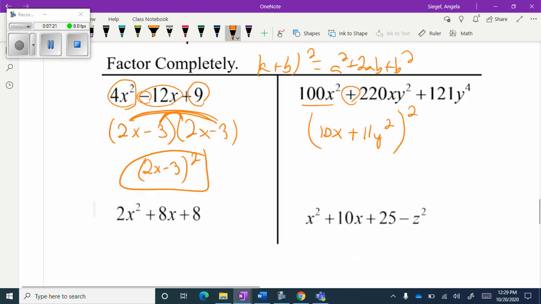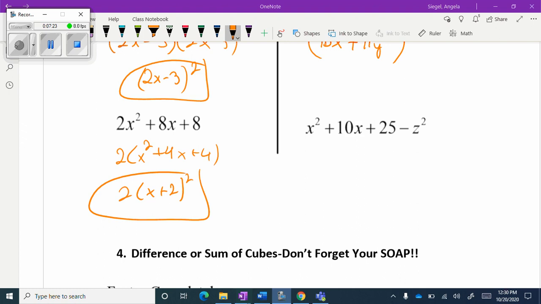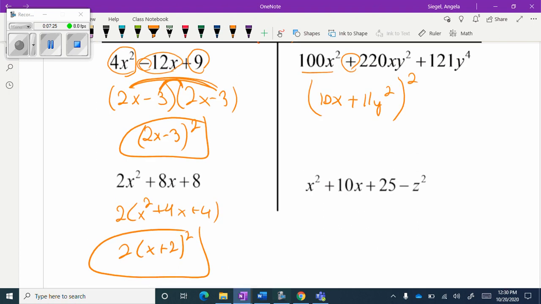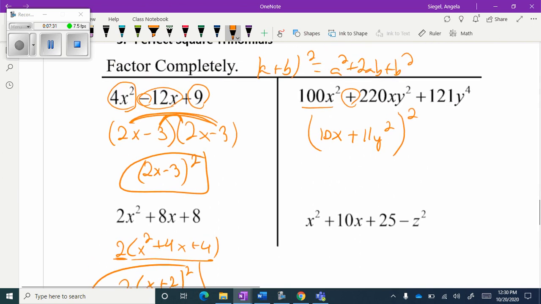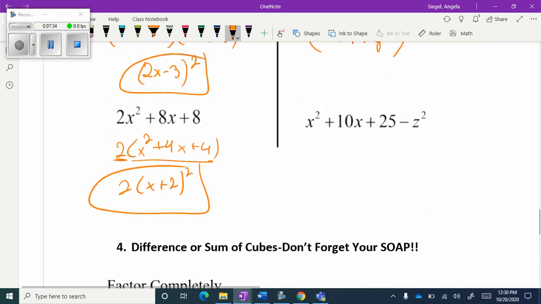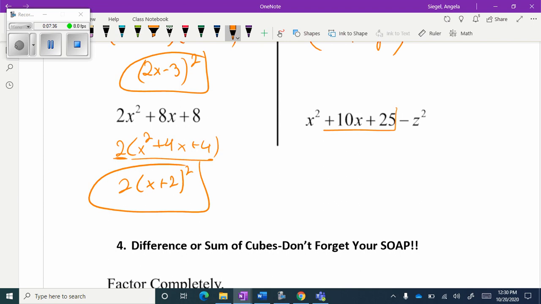Go ahead and try these two. Okay, so this one I factored out a 2 first, and then I found the perfect square trinomial. I want you to see that there's a perfect square trinomial here. So this is x plus 5 squared minus z squared. So sometimes you'll see that, and you're able to take it a little bit further that way.